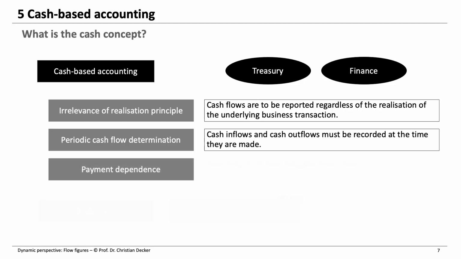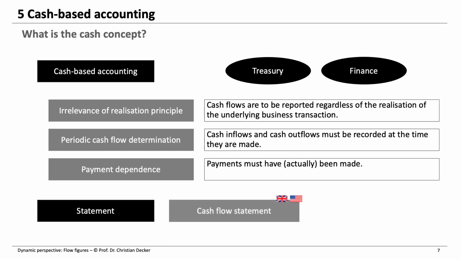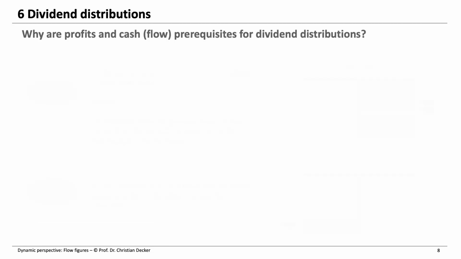Third, payment dependence. Payments must have actually been made. Net cash flows are reported in a separate statement, which is referred to as a cash flow statement. Why are profits and cash flow prerequisites for dividend distributions?